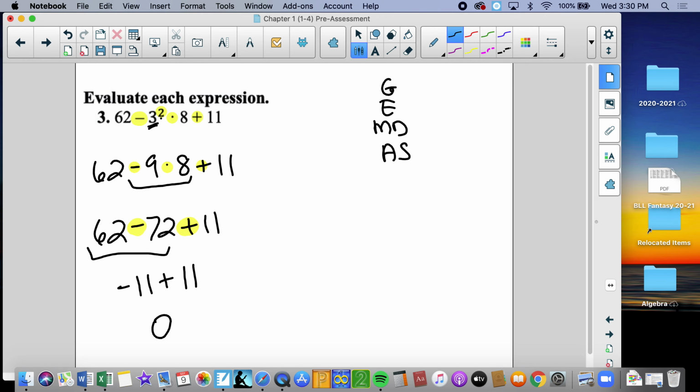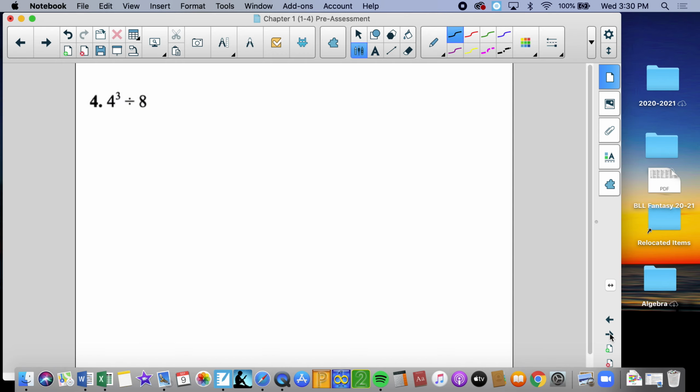Excuse me. Let's see that mistake that I just made. My bad. That would be 1. 62 minus 72 is negative 10. See? It's easy to make mistakes. Can you catch them? And in my brain, I knew I made a mistake.